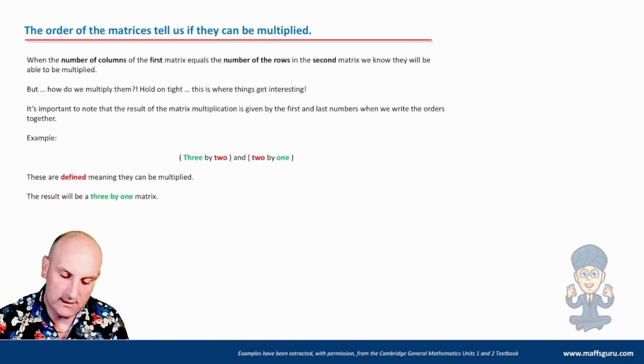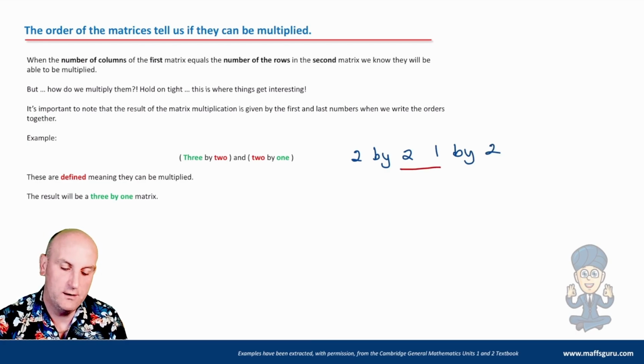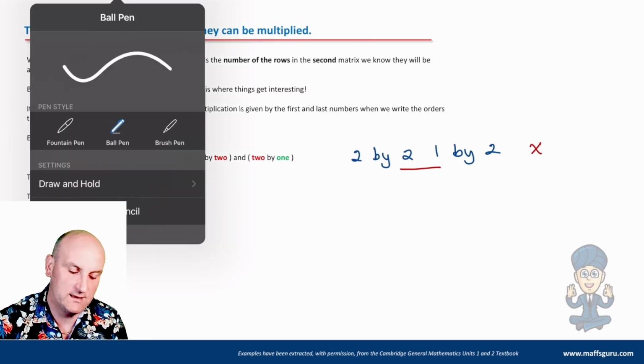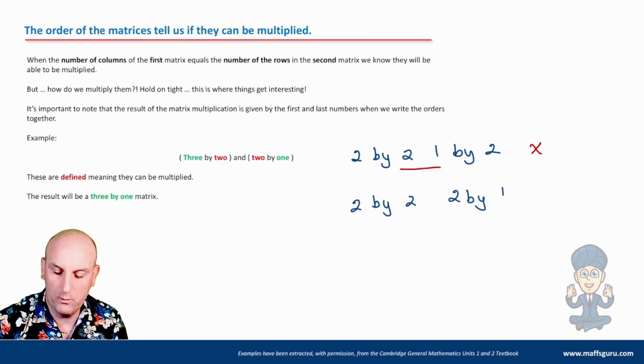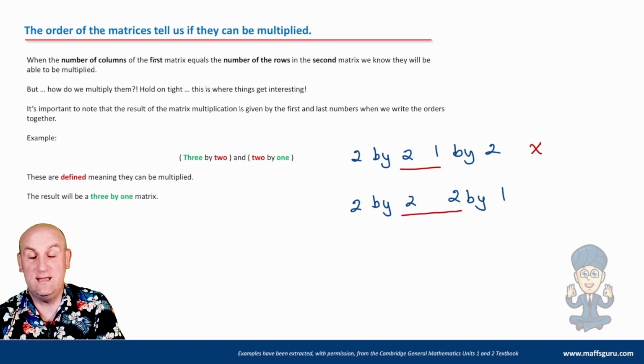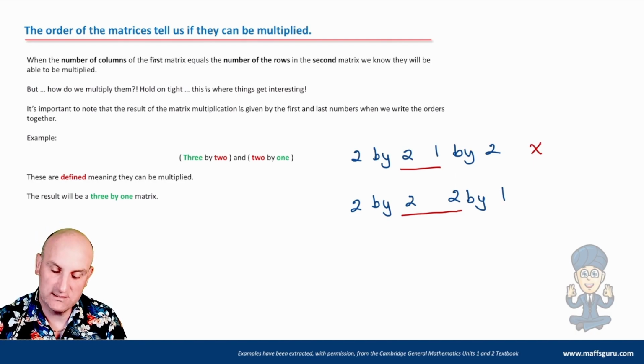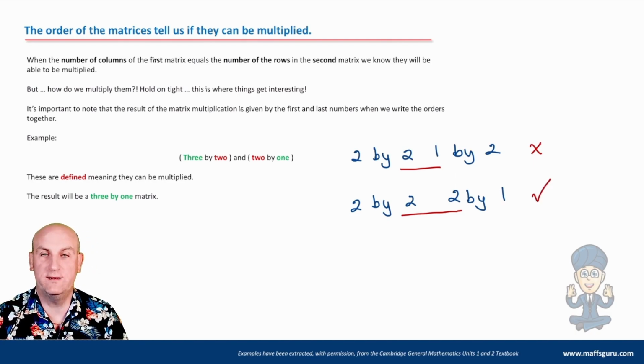So if I look here, I've got a 2 by 2, for example, and a 1 by 2. Can they multiply together? Are these two numbers here the same? No. So in which case, that cannot be multiplied together. But if I had a 2 by 2 multiplied by a 2 by 1, then actually let's just check, are the middle two values the same? Yes, they are. And so actually they can be multiplied together.